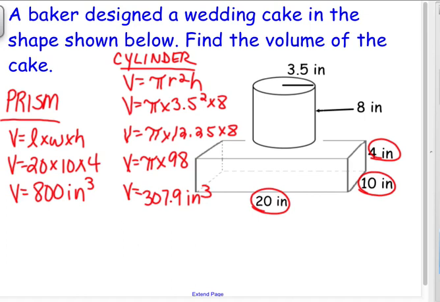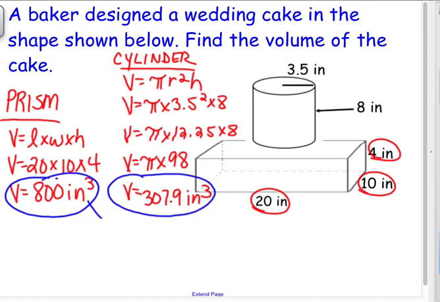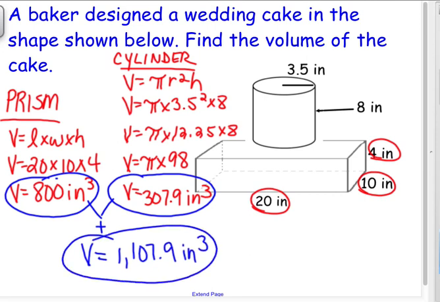So now I need to take that rectangular base volume plus the cylinder volume, and I need to add those together. And when I do, the total volume is 1,107.9 inches cubed. That's a lot of cake. That's going to feed a lot of people. All right, so that was just simply 2 volume formulas put together, and then you combine your answers.